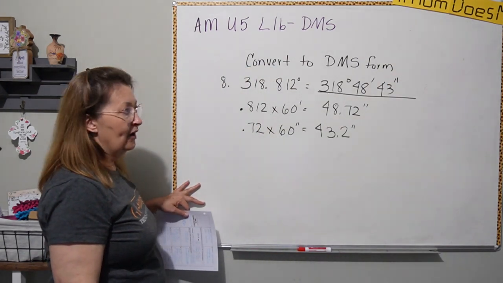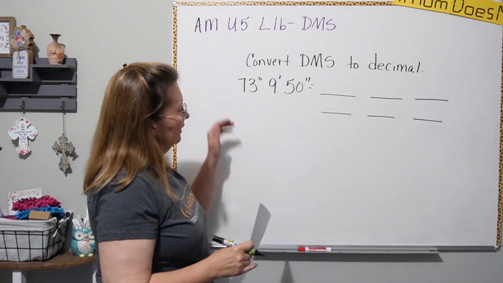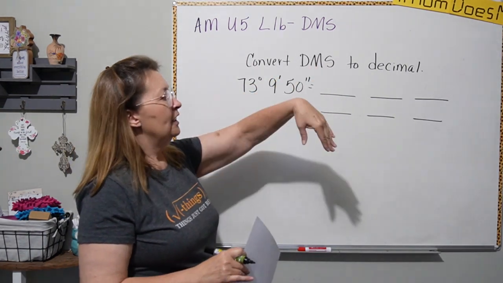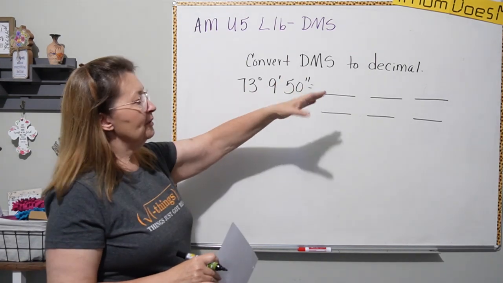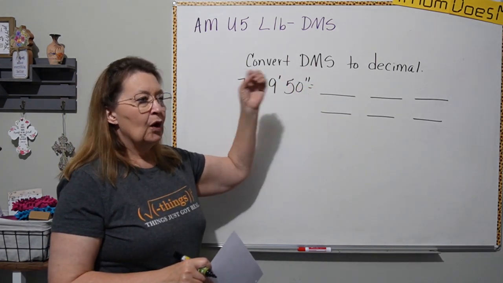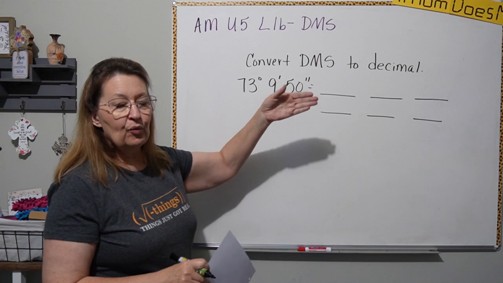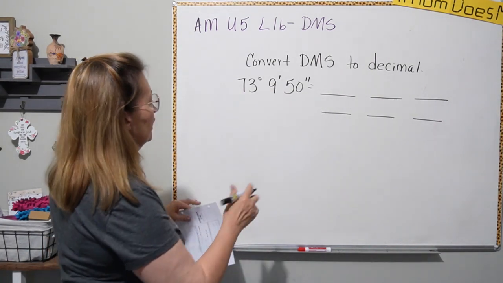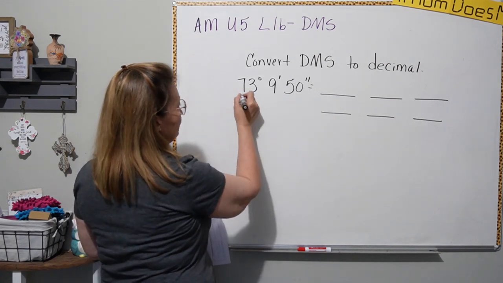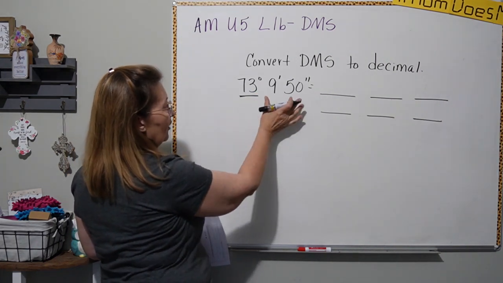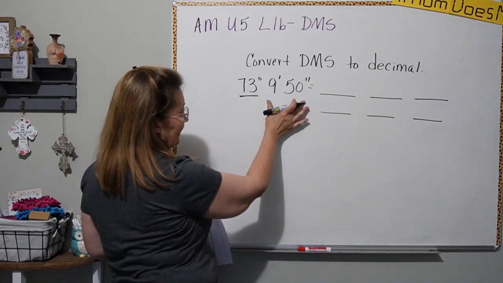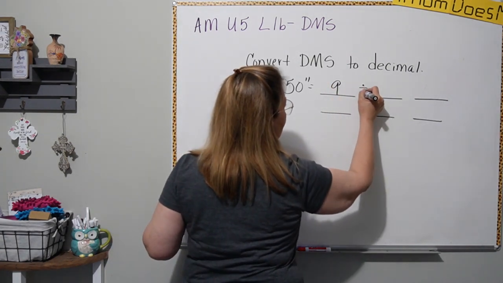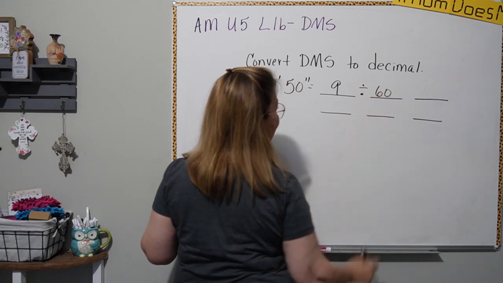Now let's see if we can go backwards. We're going to start with something in DMS form, and we're going to convert it to decimal. Now just remember, when we went from decimal to DMS, we multiplied by 60s. So we're undoing that. And what undoes multiplication? Division does. So here's what we're going to do. Our final answer is going to include this. We're not worried about that. We're just going to try to convert the minutes and the seconds. So we're going to take the minutes and we are going to divide those by 60.